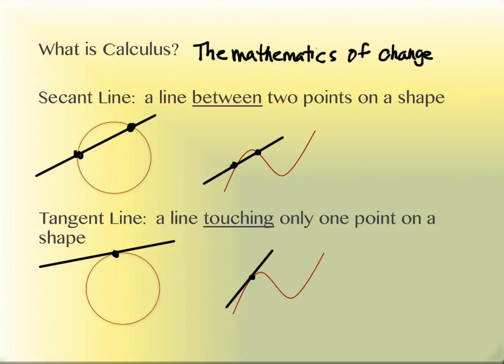Yes? Is it specific to curves, or could you have a tangent line on a square if it's touching the corner? We'll talk about where you can and can't have tangent lines. On the corner of a square, you wouldn't have a tangent line, and we'll talk about why when we get to the point of actually creating tangent lines, which is a really good question. Can you have a secant line on a square then? Or no? You can have a secant line on a square. You can have a tangent line on a square as well, just not on the corners.